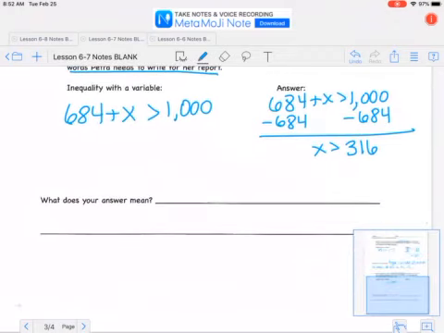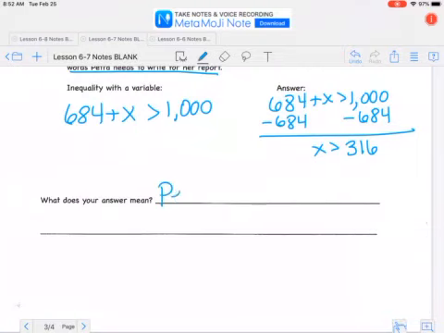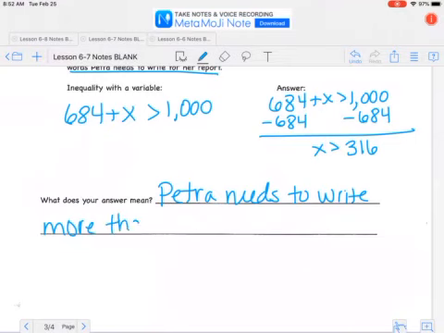And it says, what does your answer mean? You would say that Petra needs to write more than 316 words.